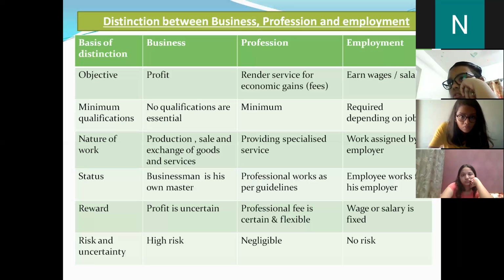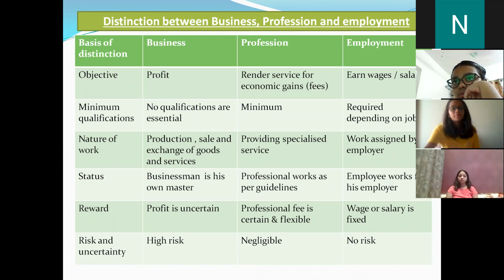All right. Next is status. What is the status of each and every person? In case of business, the businessman himself is his own master. He's the one who will decide how to run a business. He's the one who will invest. He's the one who will make profits and bear the loss also. So he is the master of himself. He is the one who's doing everything.